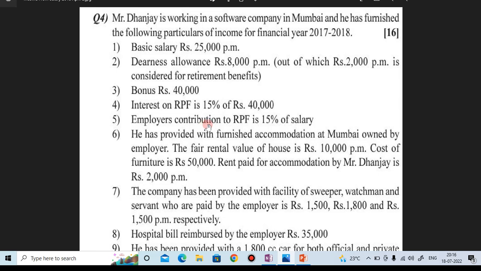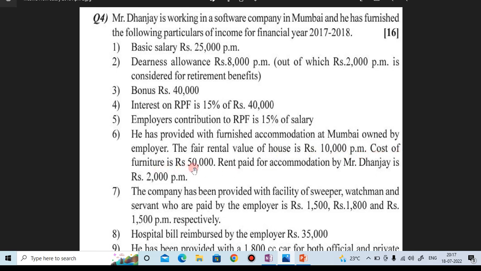Now after employee's contribution to RPF, 15% of salary, next is he has provided, Mr. Dhananjay has been provided with furnished accommodation. Now furnished accommodation, that means it is perquisite. Okay, perquisite. So furnished accommodation at Mumbai owned by employer. So Mr. Dhananjay has been provided furnished accommodation in Mumbai, which is owned by the employer. The fair rental value of house is 10,000 per month.